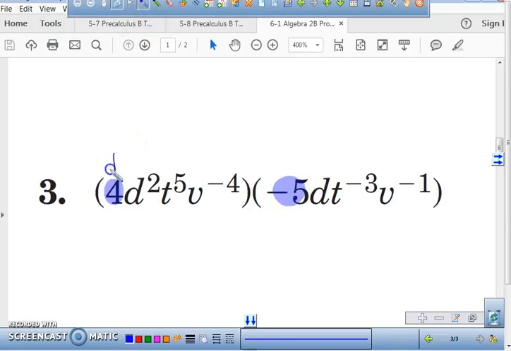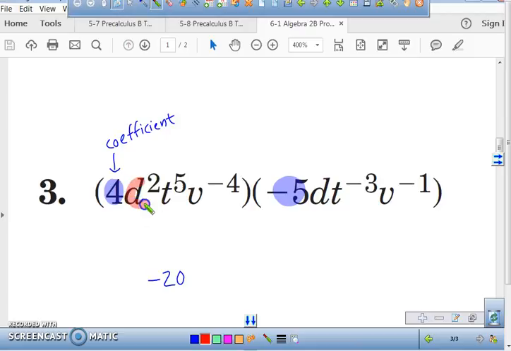And those are coefficients. A coefficient is simply the number that's in front of a variable, all right? You are not going to add the coefficients. You're going to multiply them together. So we have a 4 times a negative 5. That's going to yield us a negative 20.